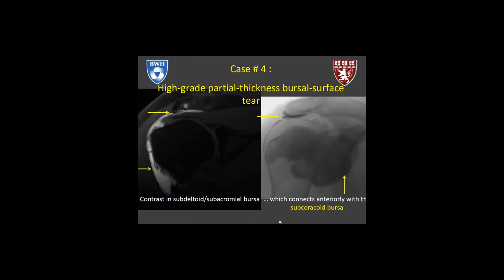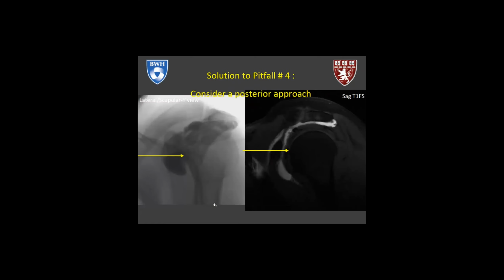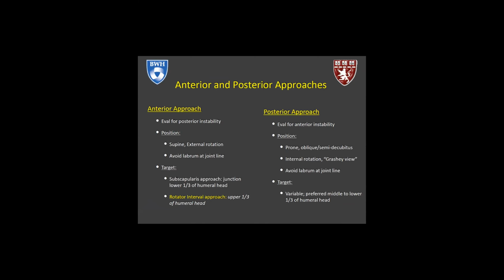Inadvertently, we did diagnose this patient with a high-grade partial thickness bursal surface tear, so you can see that there's actually bursal surface contrast within this tendon here, which may not have been seen on a glenohumeral joint injection. So one way to avoid this is to consider a posterior approach. The posterior approach is done, again, to evaluate for anterior instability.